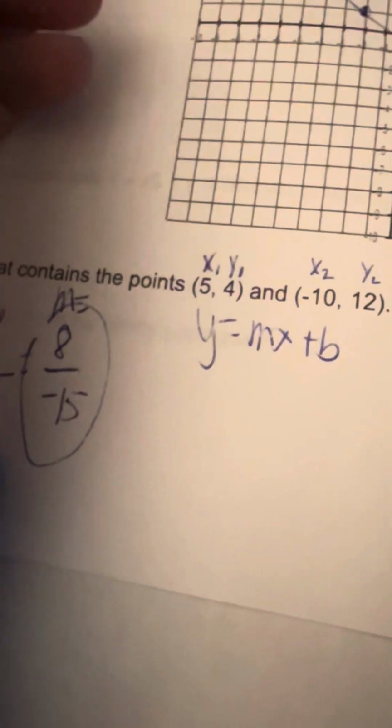So now we're going to go ahead and solve this. 12 minus 4 is 8, and we have a negative 15 on the denominator. So that is my slope. So that's your m. Now we're going to go into the equation, y equals mx plus b. And in that, we're going to go ahead and put negative 8/15 in where m is.